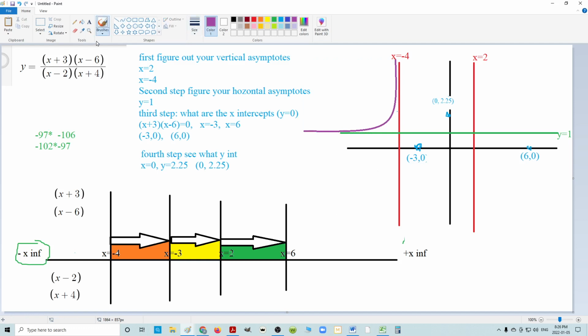And by the way, to see if it crosses the horizontal, you just make this equal to 1 and you see if it can equal 1. And I'll do that in a second. That's how you figure out if it ever crosses the horizontal. But let's just continue this way, okay?